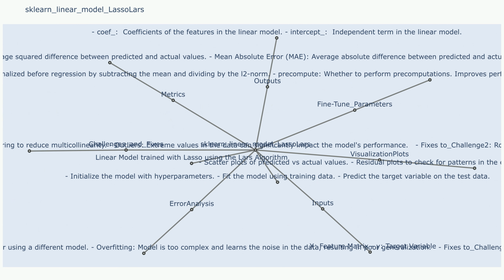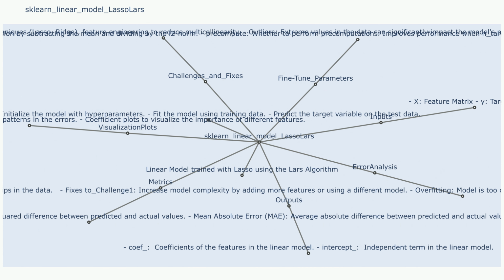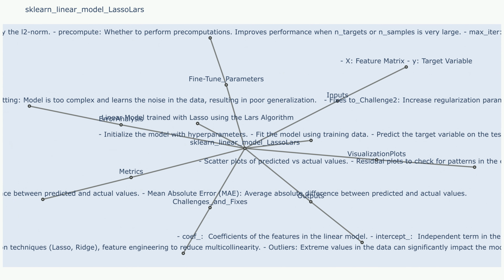Challenge 2: the LARS algorithm can be sensitive to the choice of the lasso penalty parameter. Sample use case that resulted in Challenge 2: selecting a lasso penalty parameter that is too small can lead to overfitting. Selecting a lasso penalty parameter that is too large can lead to underfitting.